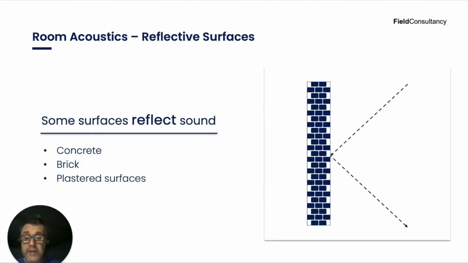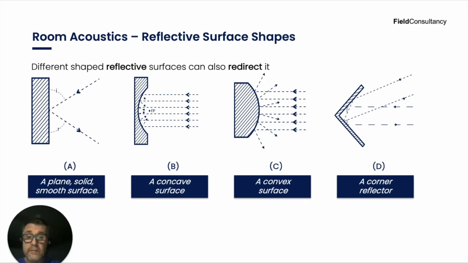Let's look at those three categories of materials within spaces. Some surfaces reflect sound, for example, concrete, brick, and plastered surfaces. Different shaped reflective surfaces can redirect it in a certain way. On the left-hand side there, a flat surface will give rise to specular reflections of sound. You might remember from your high school physics that the angle of incidence equals angle of reflection off a flat surface. If you have a concave surface finish, the angle of reflection is focused to a point.